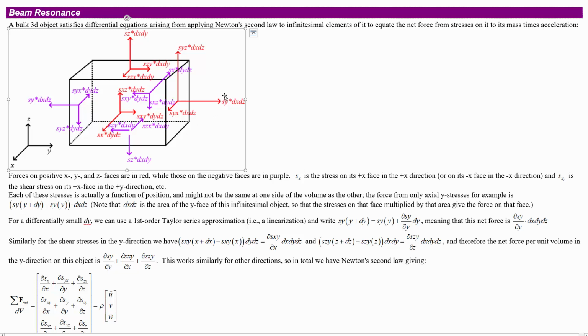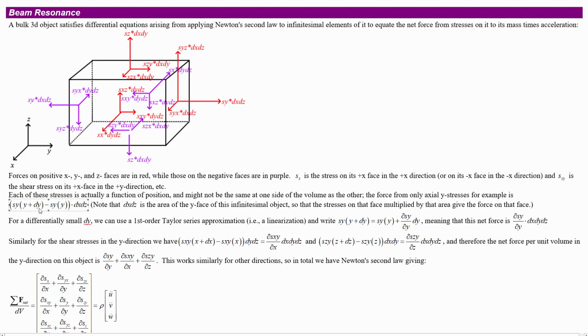They're not necessarily equal and opposite because the stress here could be different than on this side. So we are going to allow the possibility that Sy is different on this side than this side. The net force from just the Sy dx dz on each side of this would be Sy at y plus dy, let's imagine that that's this side, minus Sy at y, that's this other side, multiplied by that area. And this thing mostly cancels.